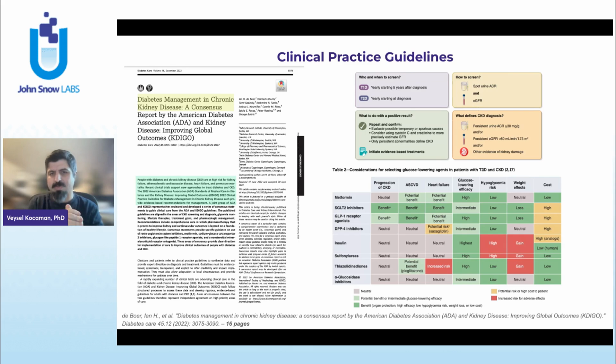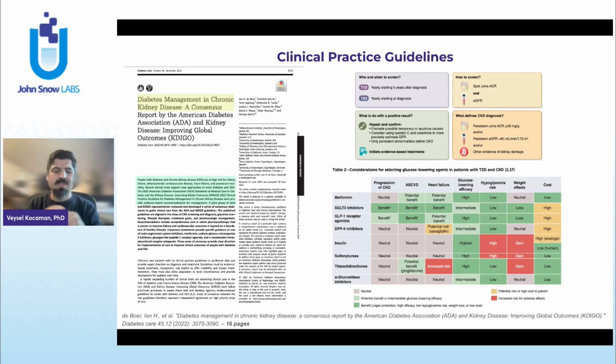For example, in this table on the right-hand side, you see which kind of glucose-lowering agents you should pick given type 2 diabetes or chronic kidney disease, or what kind of medication you need to use under which condition, or how to screen certain patients, or when to screen those patients, right?